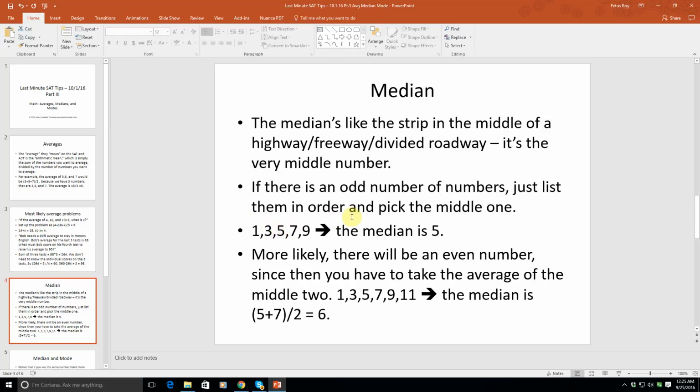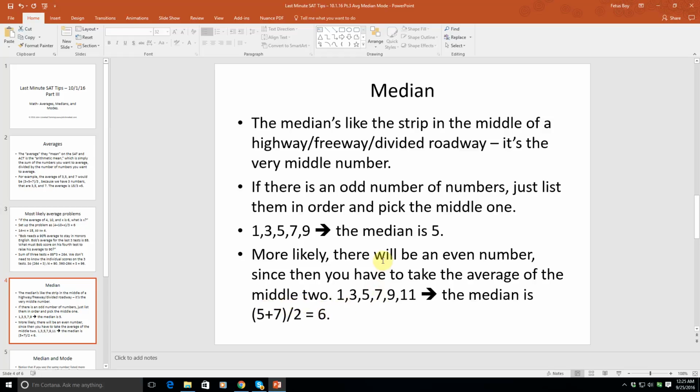It's much more likely that there will be an even number of numbers because then they'll be able to test to see if you know what you have to do when there's an even number of numbers, which is take the average of the middle two. So here we have 1, 3, 5, 7, 9, and 11. Okay, woo, there's 6 numbers. So what do we do? We have to take the two middle ones, 5 and 7, and average them. So 5 plus 7 is 12 over 2 equals 6.